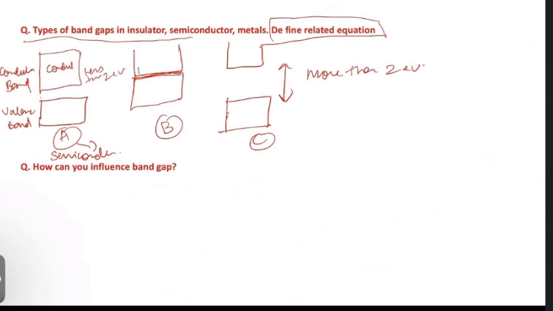So which is the case? Is it partially filled or is it overlapping? Which case of the metal is it? Overlapping. Yes. C. C is an insulator, greater than 2 electron volt. Yes. Now this is insulator. This is metal. And what is the equation related to the band gap? Eg equals h nu.